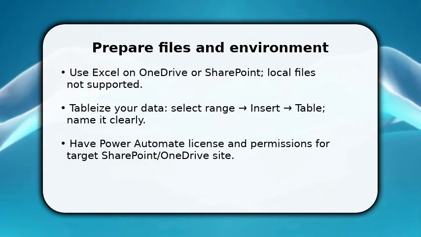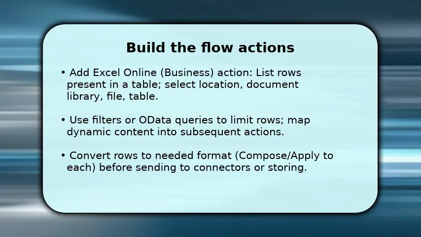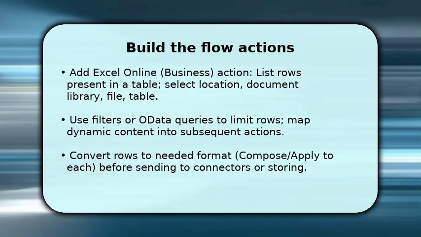Now you configure actions that read and process table rows. Choose Excel Online Business and use list rows present in a table, specifying location, document library, file, and table name so Power Automate can pull data.